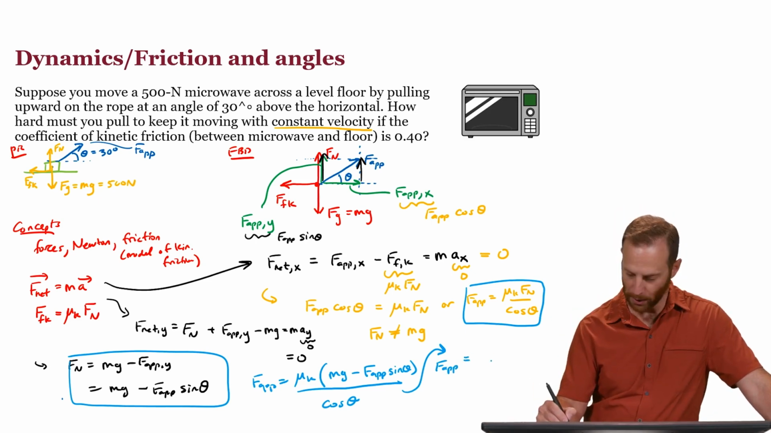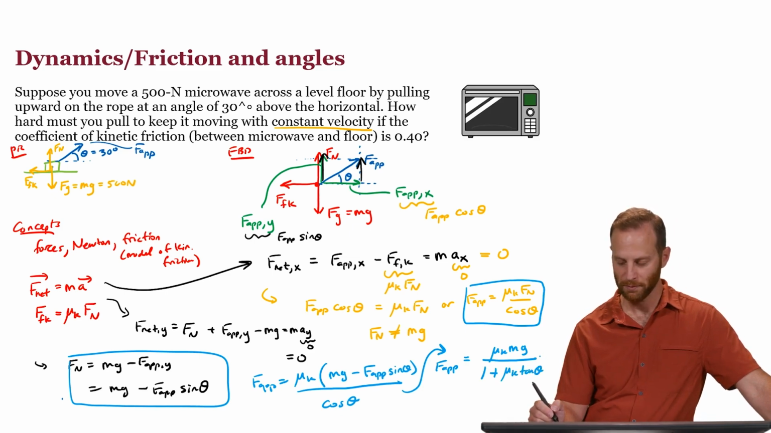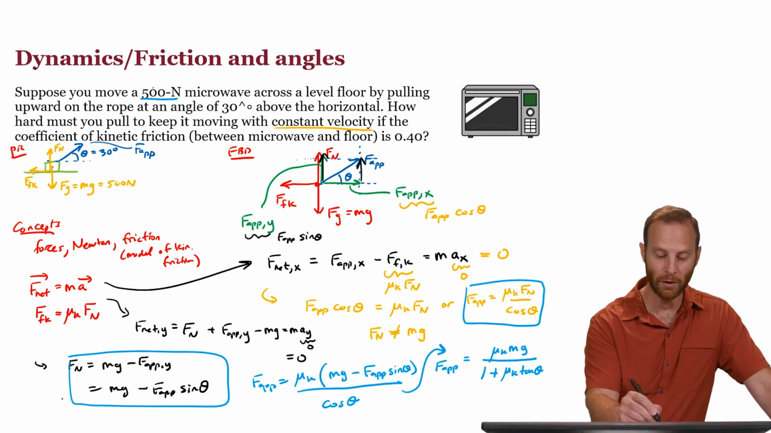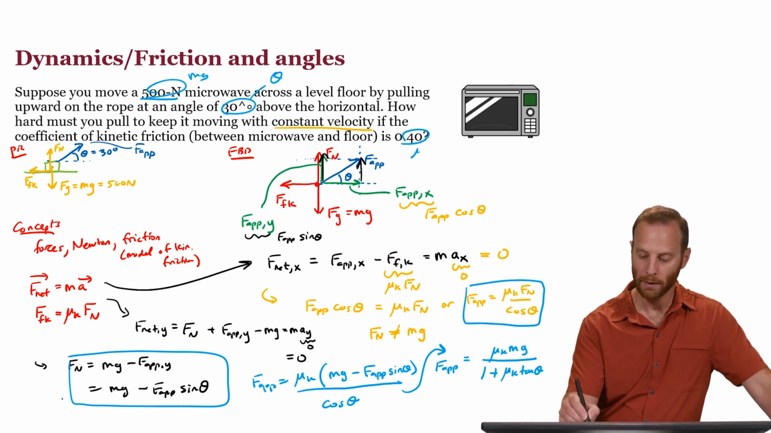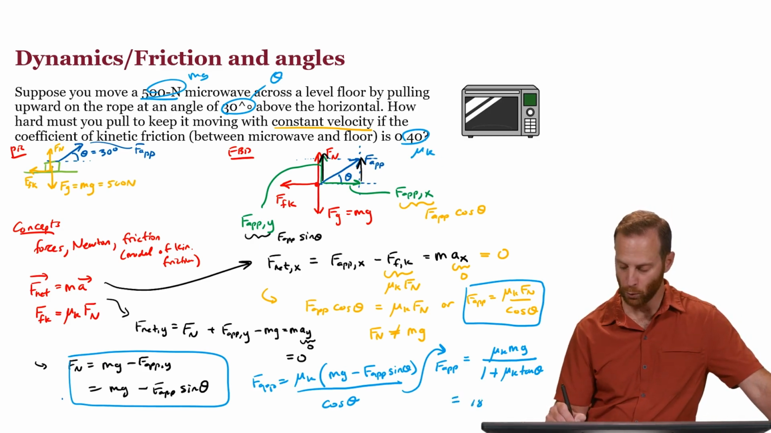It should work out to be mu k times mg divided by 1 plus mu k times the tangent of theta. When you plug in the values given in this problem, mg is 500 newtons, theta is 30 degrees, and mu k is 0.4, you should find that the applied force is about 188 newtons.